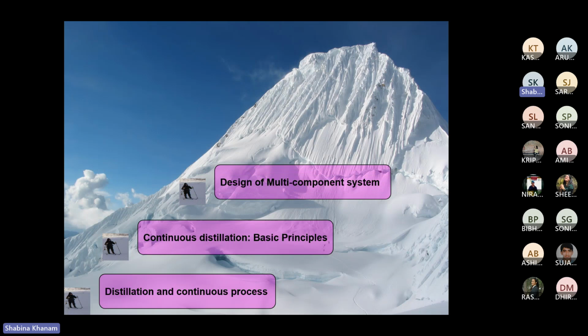Next is the design of multi-component systems. As I have told you, some part of the design you have already covered, like the binary system probably. Design means finding out the number of trays only. I think that much only you have completed.